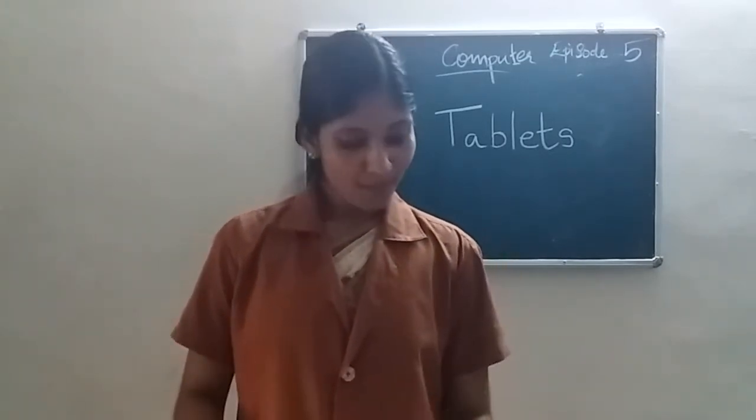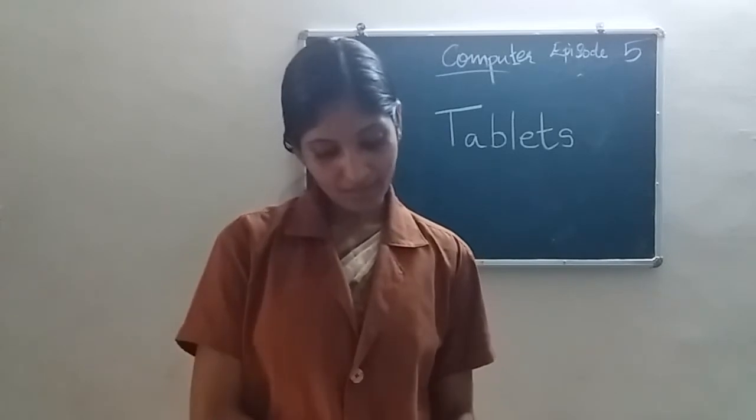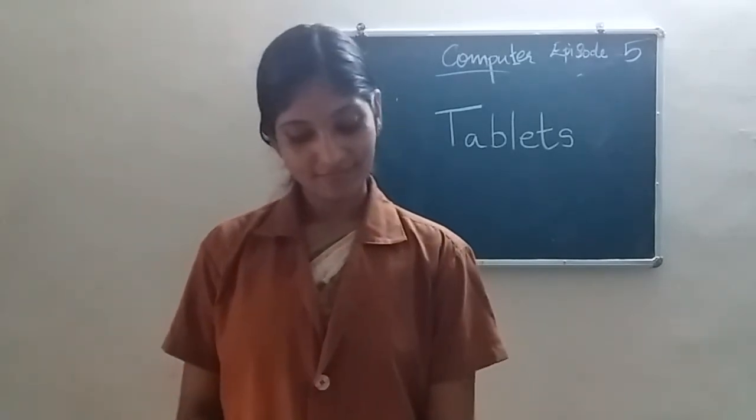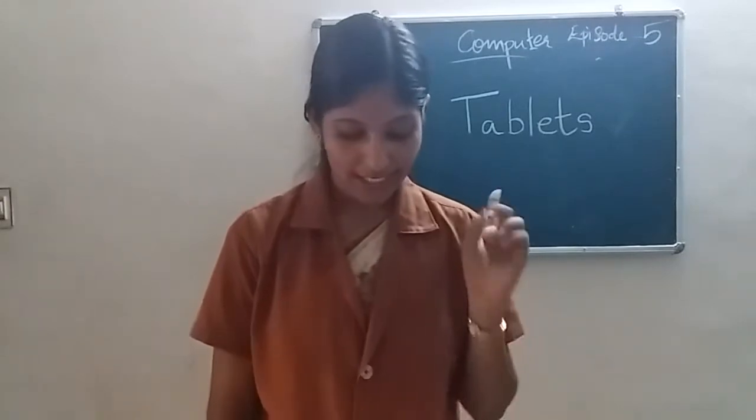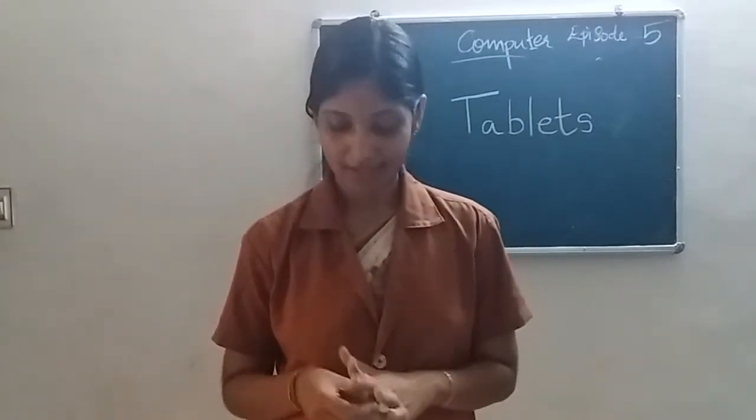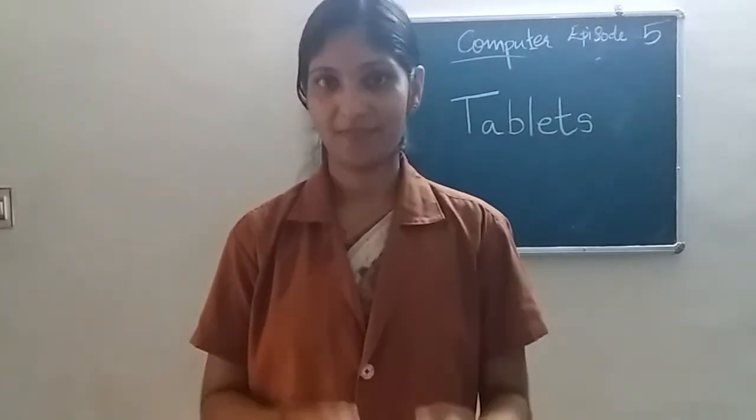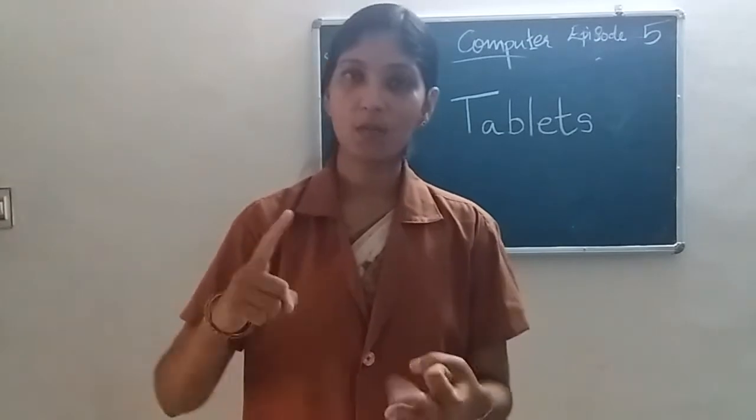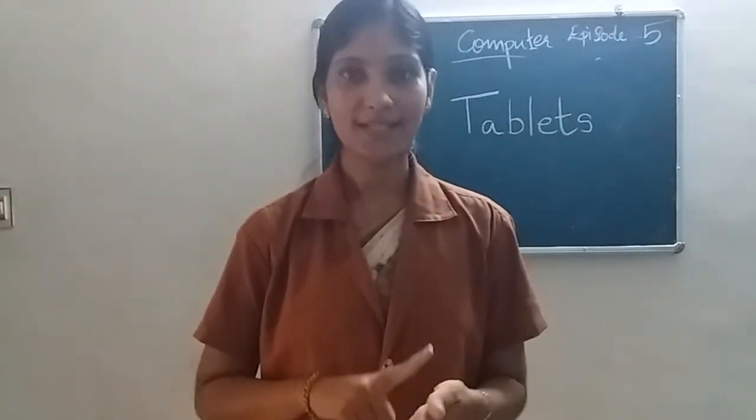Okay, these are all about our chapter. Let me remind you what are the things we learned in our computer chapter. So, the first point, the main parts of a computer are monitor, CPU, keyboard, mouse and speaker. Monitor, CPU, keyboard, mouse and speaker.